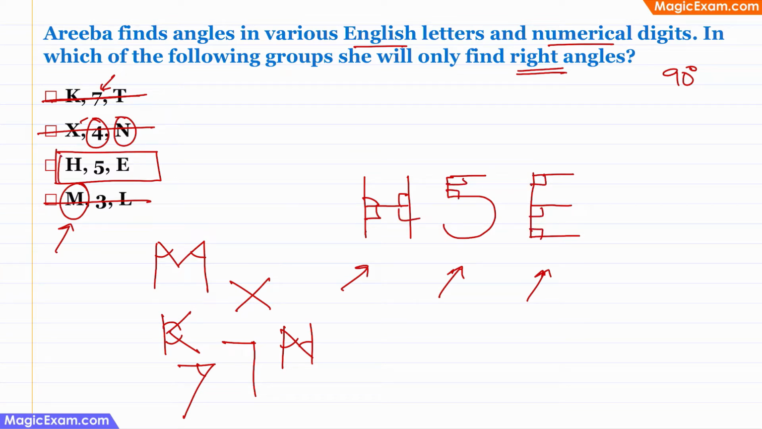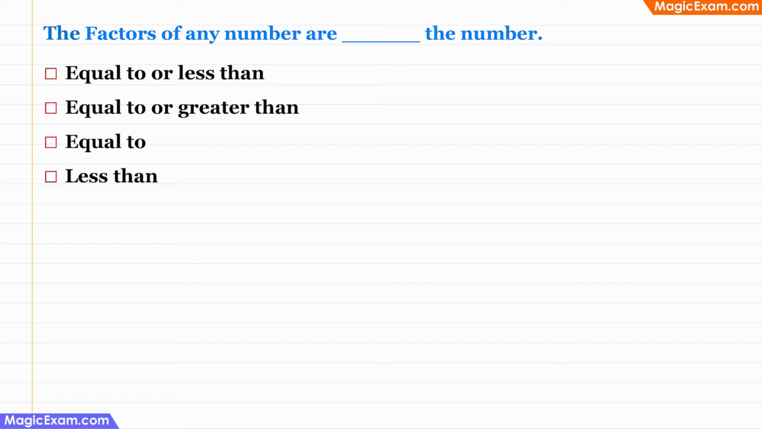Therefore, option 3 is the best answer among the 4 options. The factors of any number are what of the number? Now, let us take 10 as an example.